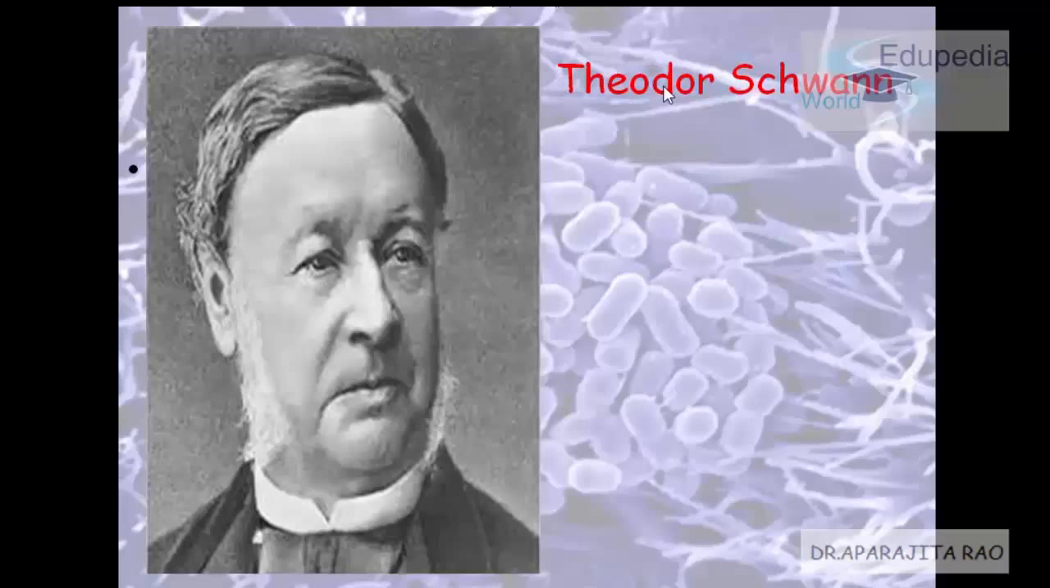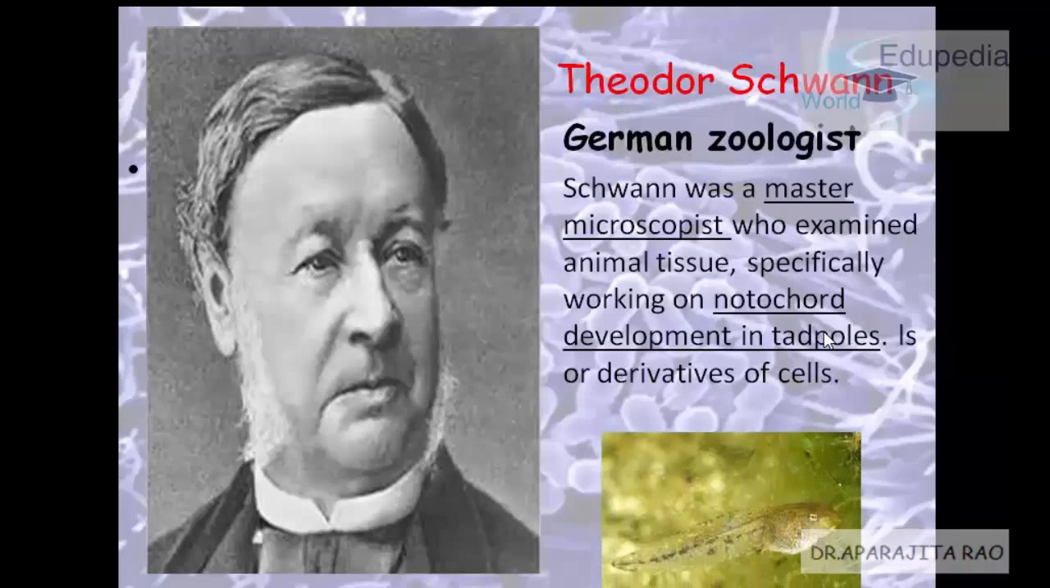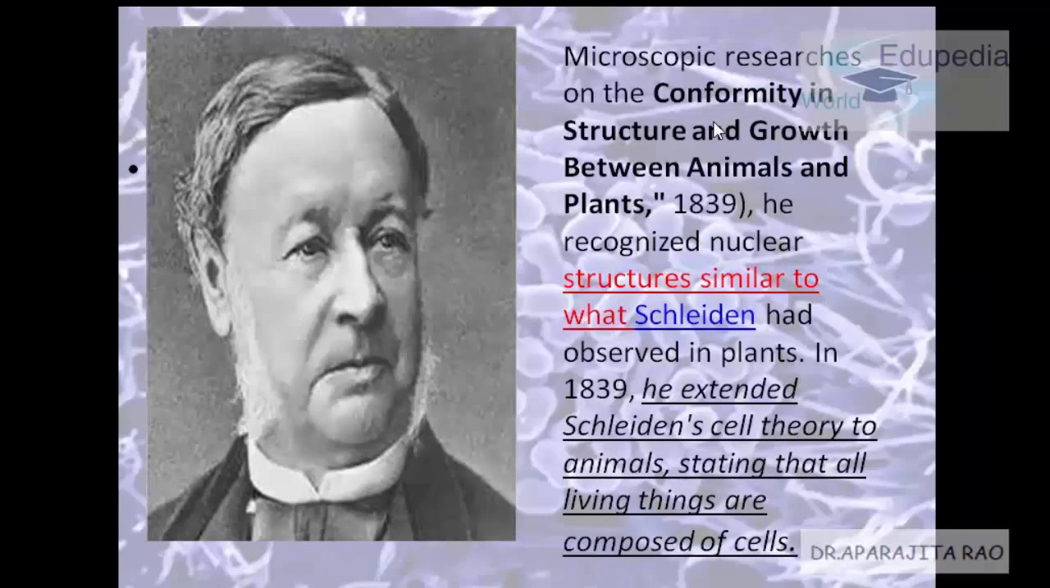Then came Mr. Theodor Schwann. He was a German zoologist. Who is a zoologist? It is a person who works on animals. So he was studying notochord development in tadpoles, and he was very good with microscopes. What he found out, he named in a research paper, Conformity in Structure and Growth Between Animals and Plants, in 1839. And why did he do so? Because he found similar structures to what Mr. Schleiden saw in 1838. And he said that even animals have the same cells.